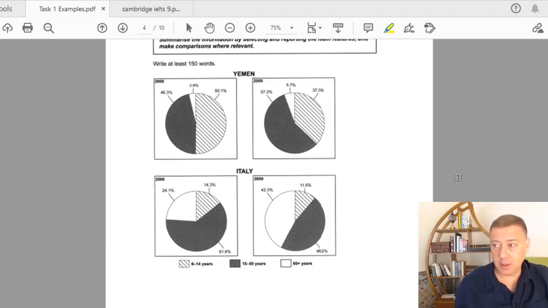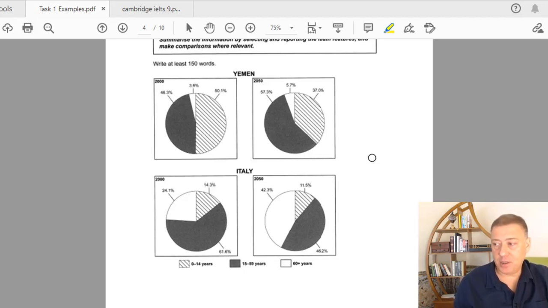The lowest number in Yemen was for 60 plus years. So we're making these comparisons between Italy and Yemen in the various age groups in 2000. That's what we want to do. And essentially, there's enough data where we can easily report all of it, and it all seems relevant here.